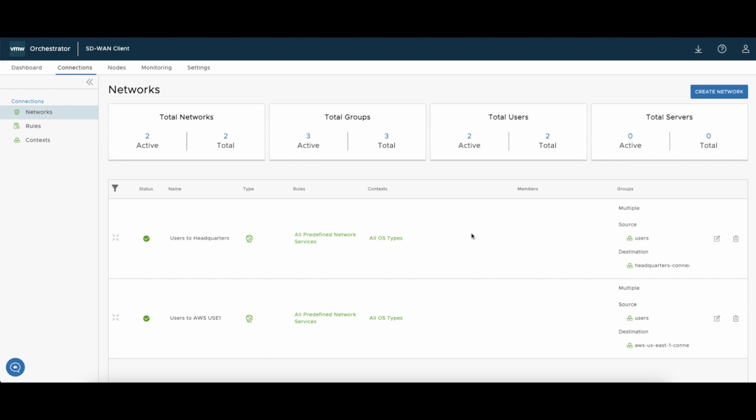So here you see I have two network statements. One is users to headquarters, and more importantly to the right, you see my source are users, and also my destination is headquarters connectors. So all my client connectors that are associated with the headquarters have been put into a group. And if we look to the bottom, users to AWS US East 1 is my other network, and those users are associated with the destination for AWS US East 1 connectors. So this is how I'm articulating in the orchestrator how I want these networks to be formed.